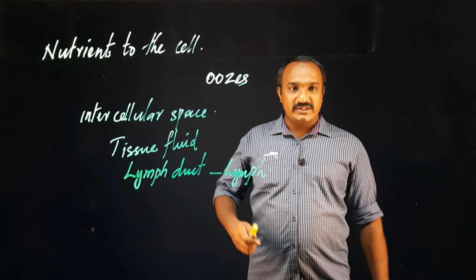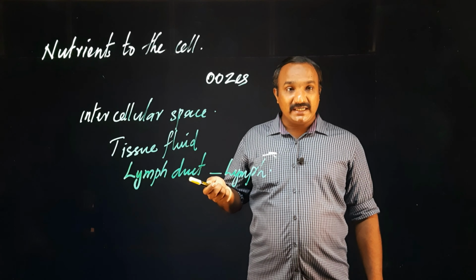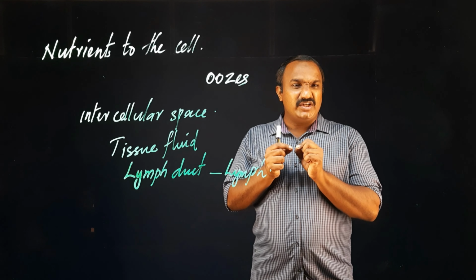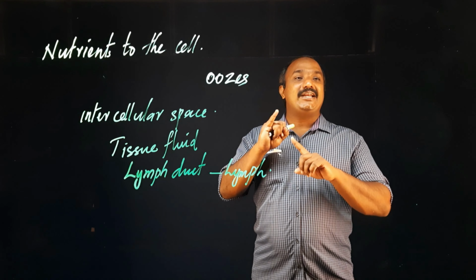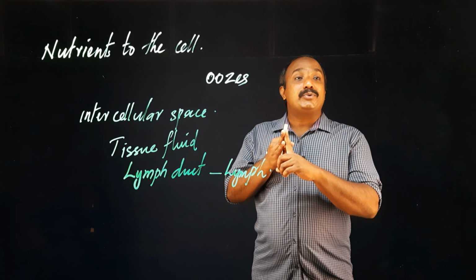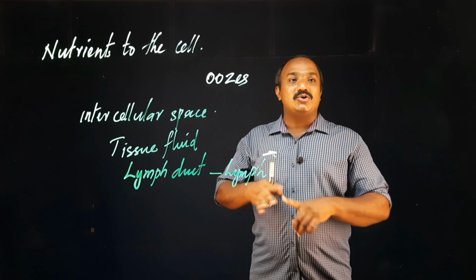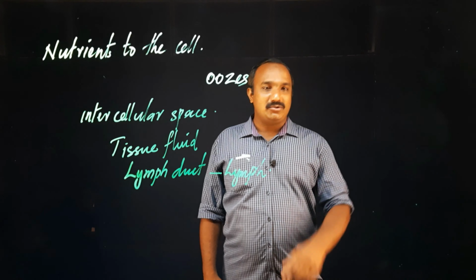Why? Because their molecular size is high. They are coming out through minute pores, very small holes. So through those holes, RBC cannot come out. Larger protein molecules cannot come out. Platelets cannot come out because their molecular size is larger. That's why they cannot come out.